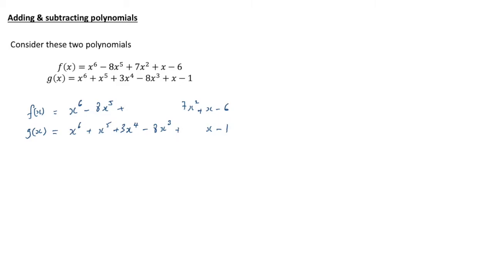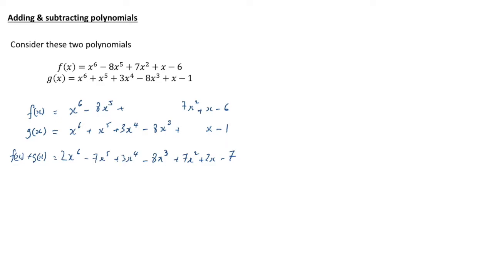And so when we add them, we have x to the power of 6 plus x to the power of 6 is 2x to the power of 6. We have minus 8x to the 5 plus x to the 5, which gives us minus 7x to the 5. We have nothing plus 3x to the 4, so that's just 3x to the 4. We have nothing plus minus 8x cubed, which is minus 8x cubed.